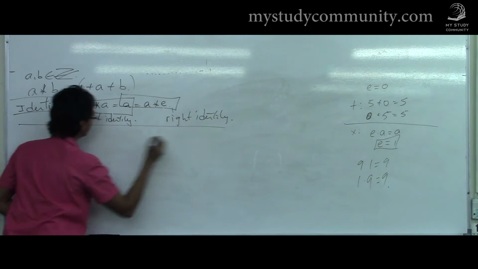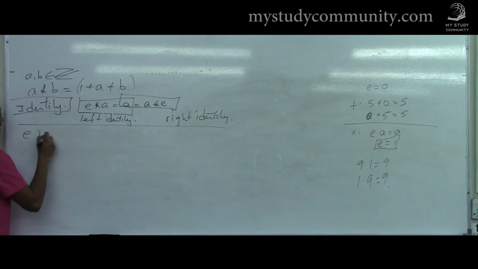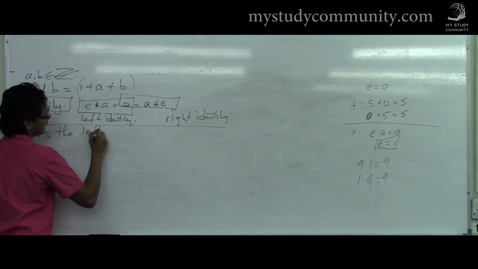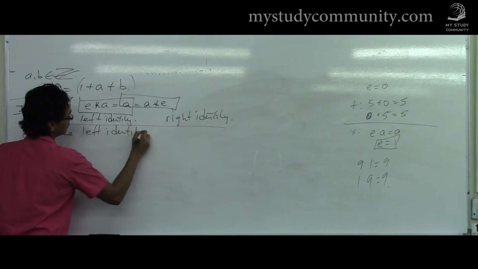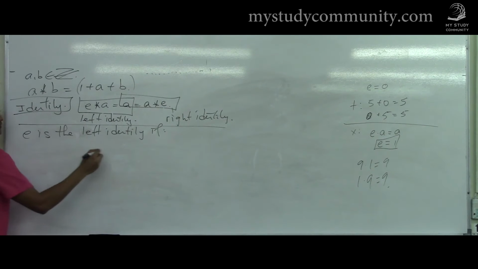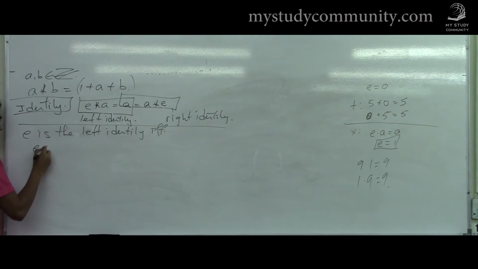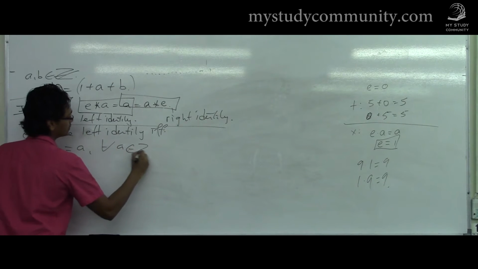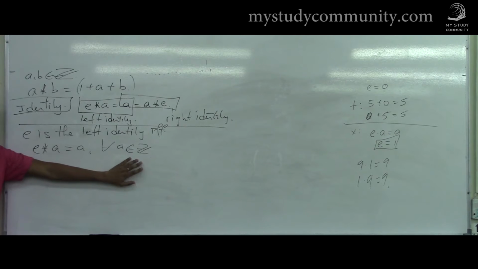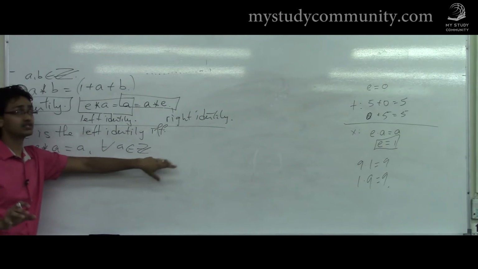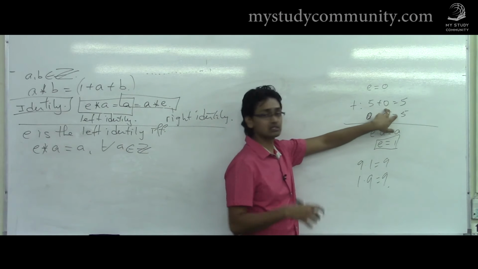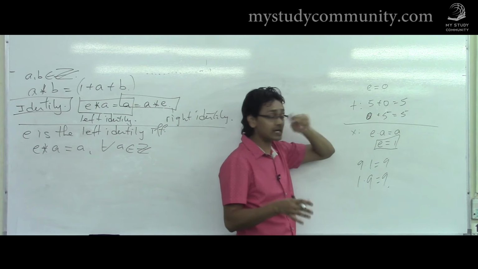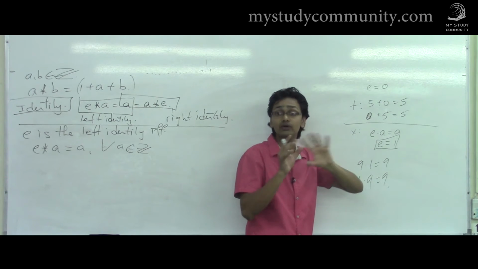So we can start. E is the, I'll say, left identity if and only if E star A equals to A for all A. Now this has to work for all the elements, and it will not change, it cannot change. 0 is the identity for addition. 0 does not depend on the number. You all follow what's going on? 0 is 0. 10 plus 0, a million plus 0, 0 minus 0 will not change.